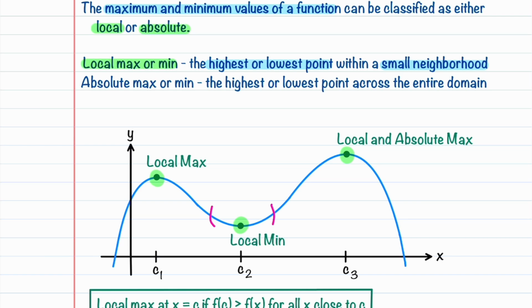Now let's talk about absolute max or mins. An absolute max or min is the highest or lowest point across the entire domain. So that just means that the absolute max or min is the highest or lowest point among all the points on the graph. In our graph down here, there is no one point that is smaller than all the other points, but there is a point right here that is the highest point of all the points, and that is an absolute max.